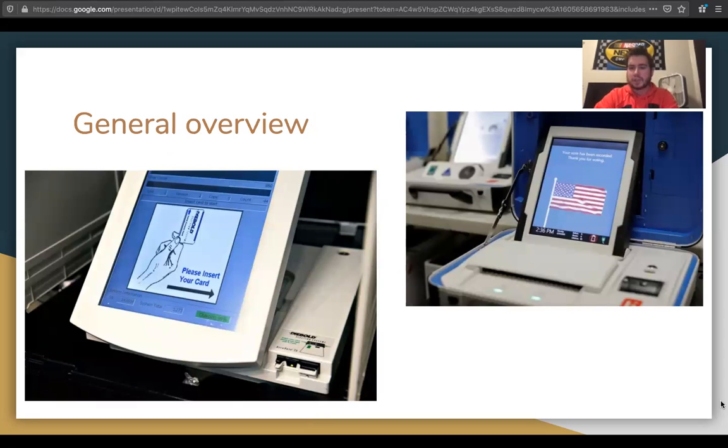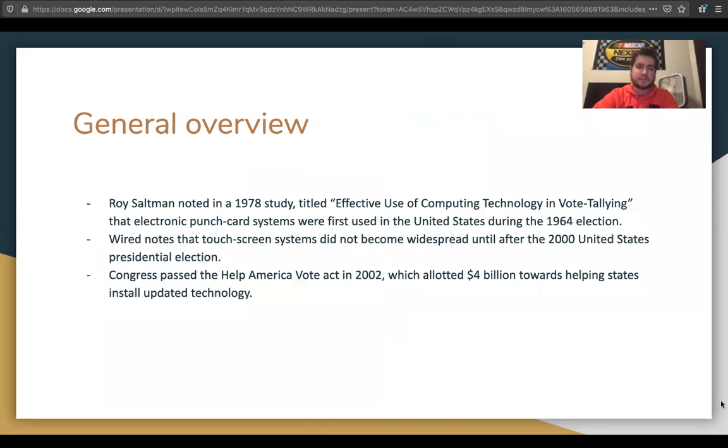So on we march. A good visual here of what some of these machines look like. On the bottom left, you see a DRE, a direct recording electronic machine, and that would be a touch interface where you cast your ballot, and it takes you through the whole process. You pick your candidates and all that on there. And on the right, you see a tumbler. That is where you would feed a paper ballot in, and as you feed your ballot in, the screen would pop up with the candidates you chose. You'd confirm that they're correct, and on you go. It just counts it for you.